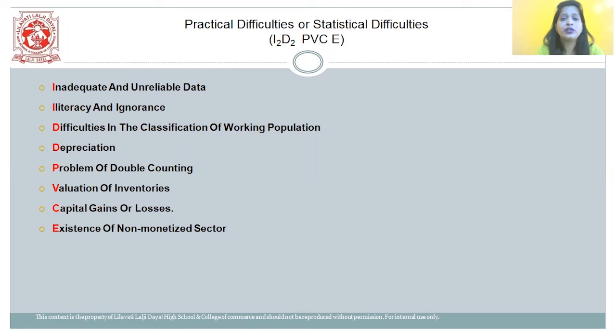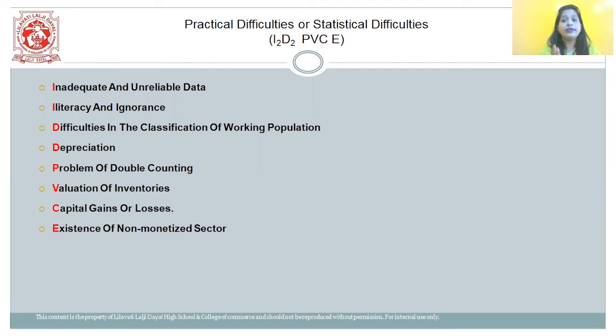But when they use the barter system, that time they do not consider it while calculating the national income. So when the non-monetized sector comes in, calculation of national income really becomes very difficult. Okay, so with this we've completed the practical difficulties of measuring the national income, and let's have a quick recap over the points, students.